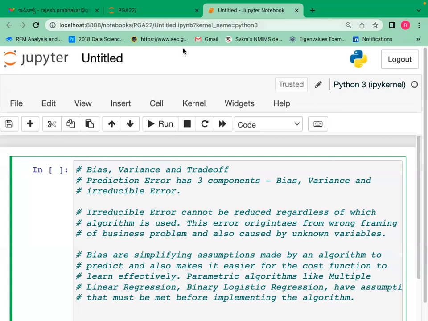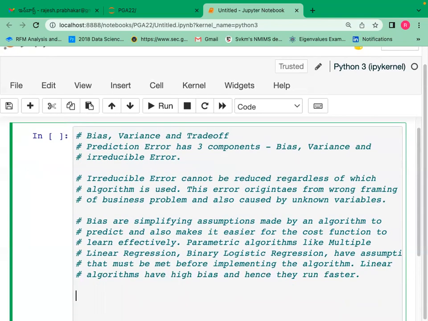Parametric algorithms have high bias. Parametric algorithms like multiple linear regression, binary logistic regression, and one more algorithm, linear discriminant analysis, have high assumptions or high bias. Parametric means they have assumptions. Linear algorithms have high bias and hence they run faster. They run very fast because of the high bias.